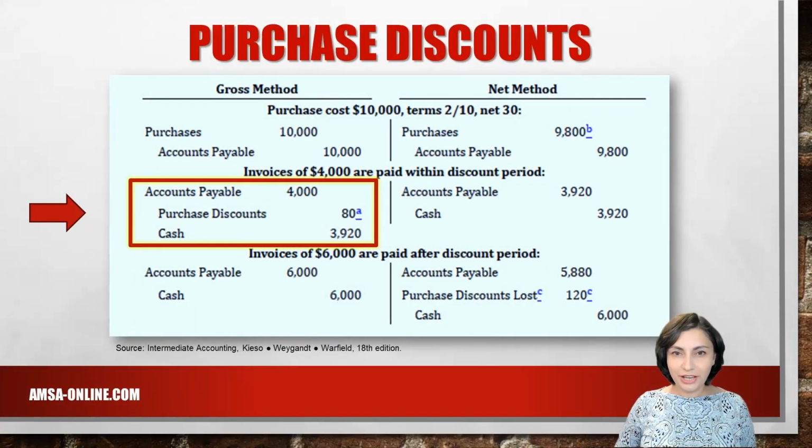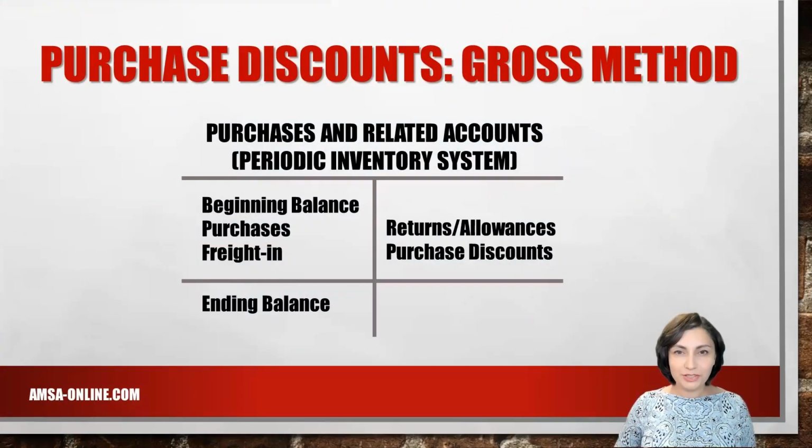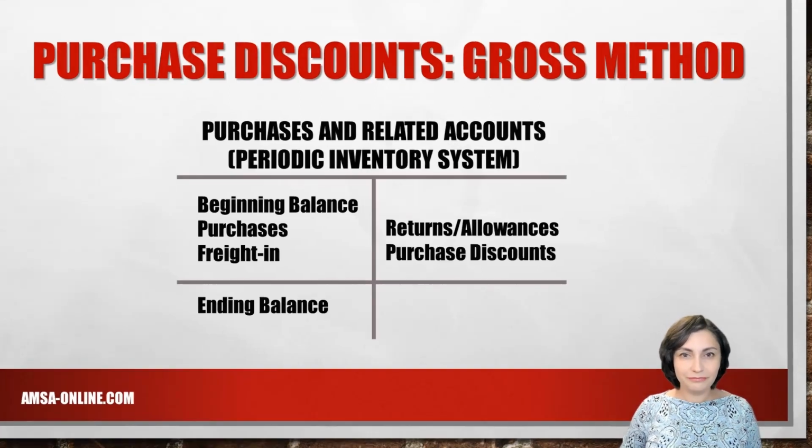The second journal entry is to record a payment for invoices of $4,000, which were paid within the discount period. A purchase discount is recorded if the company pays within the discount period. When determining the cost of goods sold, a company records purchase discounts as a deduction from purchases. Therefore, purchase discounts is a contra account. It is increased by credit and decreased by debit.